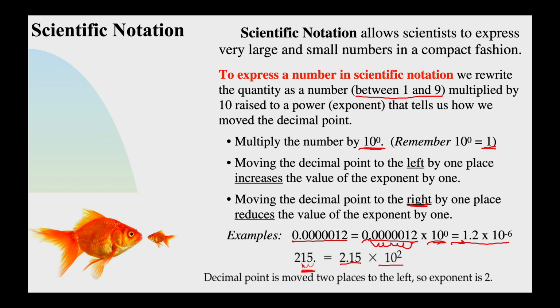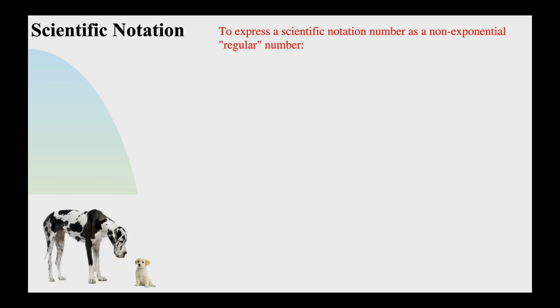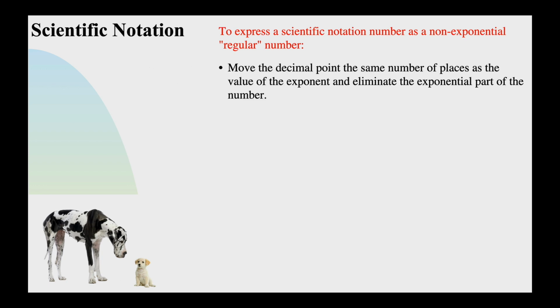This is how you take big numbers and small numbers and turn them into scientific notation. And it's not too hard once you get used to it, like anything, right? Anyway. Sometimes you want to take scientific notation and convert it back to a regular number format, and that's no problem too. You just move that decimal point the same number of places as the value in the exponent, and eliminate the exponent part of the number, because remember, times 10 to the 0 is just 1, and you don't really have to show that unless you want to.